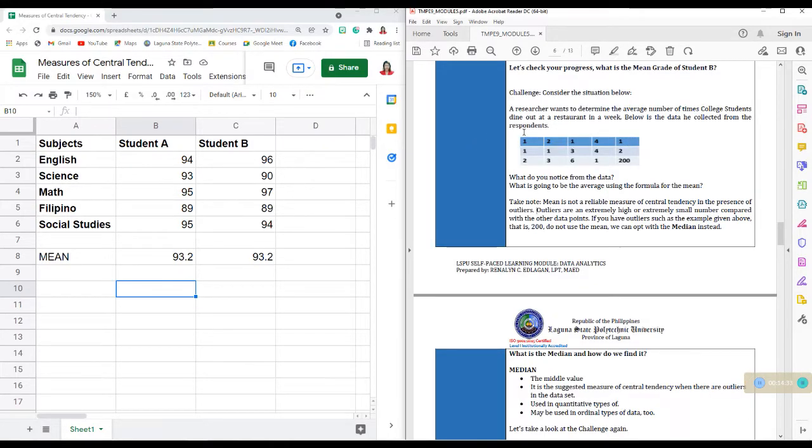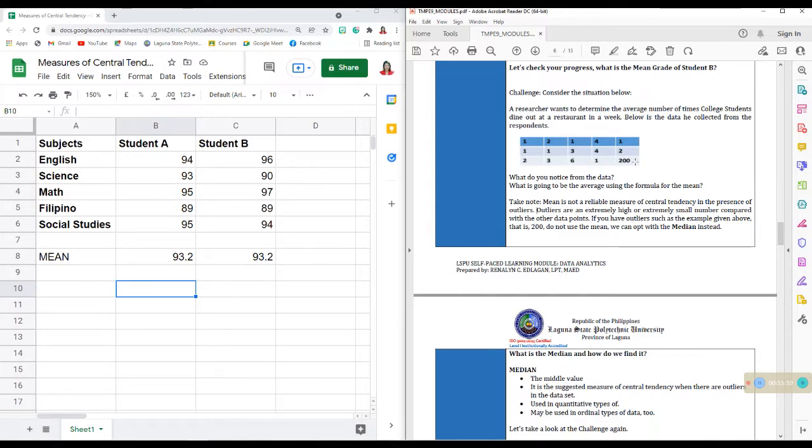So, tingnan natin itong nasa challenge natin. If you will take notice, 1, 1, 2, 2, 1, 3, 1, 3, 6, 4, 4, 1, 1, 2, yung mga numbers na yan, hindi sila masyadong nagkakalayo or nagkakaiba-iba, di ba? Maliit lang yung difference nila from one another. But if you look at 200, grabe, ang layo niya sa pinakamababa na 1 at pinakamataas na 6. Itong 200, tawag natin sa kanya outlier, kasi it is an extremely high value compared with the other data points.